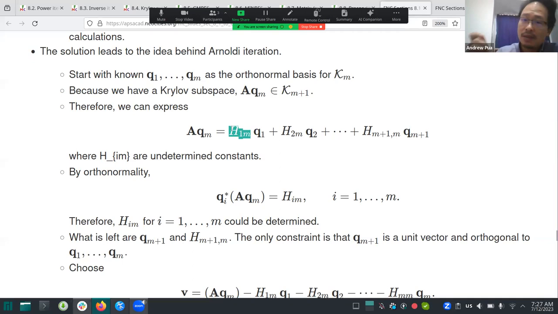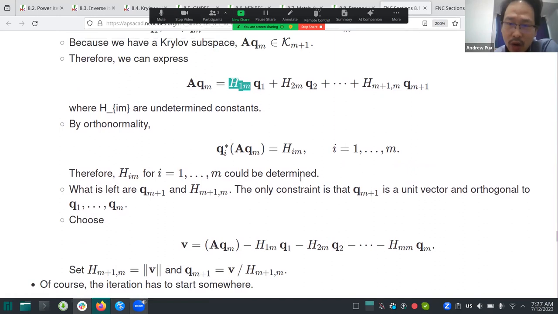And that allows you to recover the undetermined constants H sub 1M. And pretty much you do the same thing for the remaining part, until you reach Q sub M. So by orthonormality alone, you'll be able to pin down what H sub 1M is until H sub MM. So the only thing that's left is really H sub M plus 1, M and Q sub M plus 1.